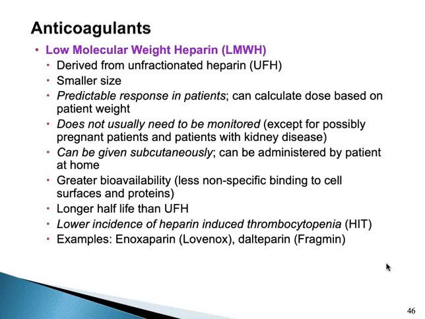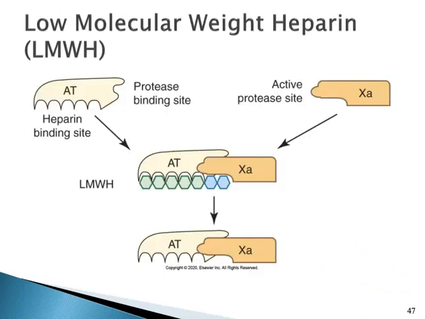So here are some examples of low molecular weight heparin. Fragmin and Lovenox are some examples of those. And this is how low molecular weight heparin basically works in our system.